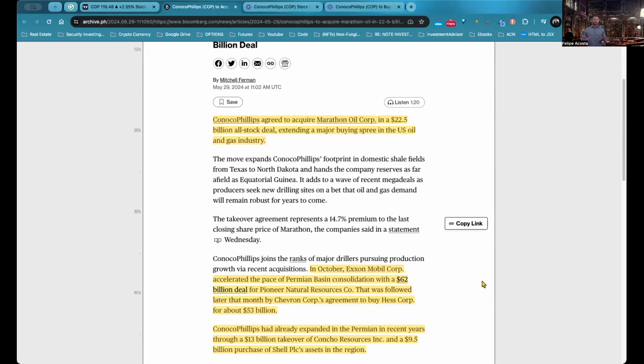I've noticed that in the oil industry, there's been a lot of acquisitions as of late. For example, ExxonMobil recently acquired Pioneer Natural Resources, and Chevron is currently in a deal to acquire Hess, right? So there's been a lot of acquisitions in the oil industry recently. Another one that's been announced is ConocoPhillips agreed to acquire Marathon Oil Corp in a $22.5 billion stock deal, extending a major buying spree in the US oil and gas industry.